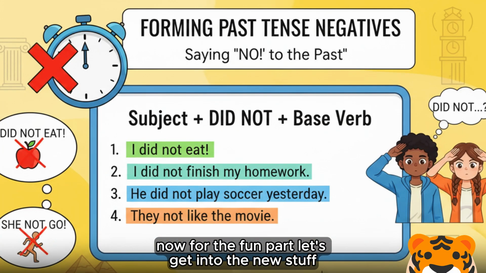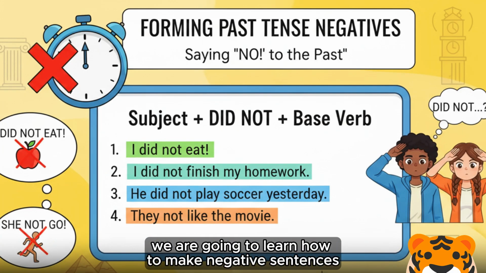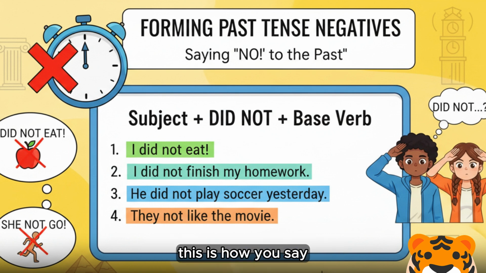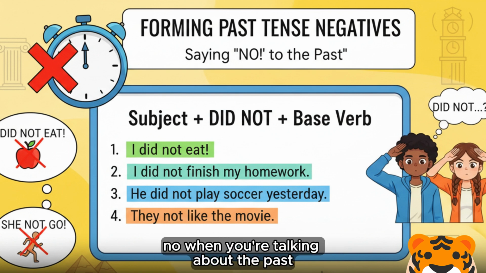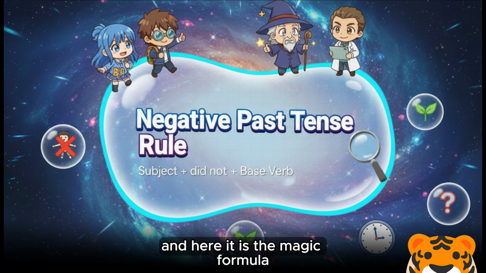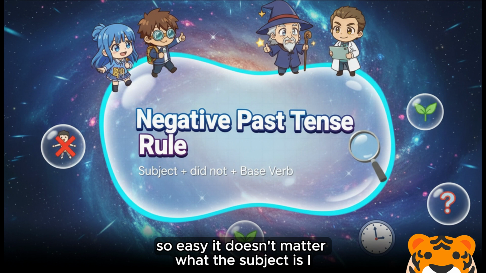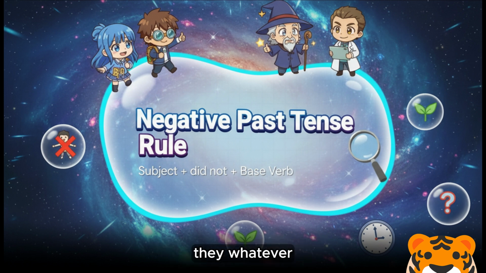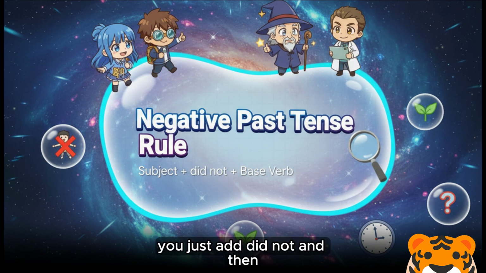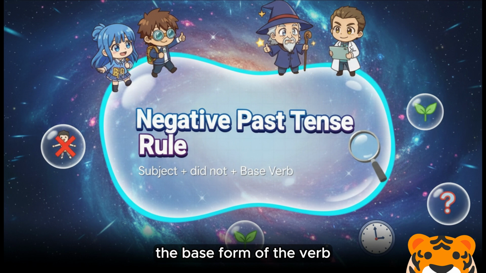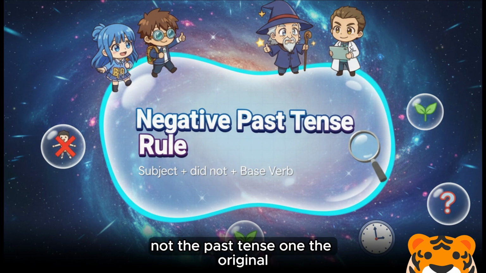Okay, now for the fun part. Let's get into the new stuff. We are going to learn how to make negative sentences. This is how you say no when you're talking about the past. And here it is, the magic formula. Trust me, it is so easy. It doesn't matter what the subject is. I, you, he, she, they, whatever. You just add did not and then, and this is the important part, the base form of the verb, not the past tense one, the original.